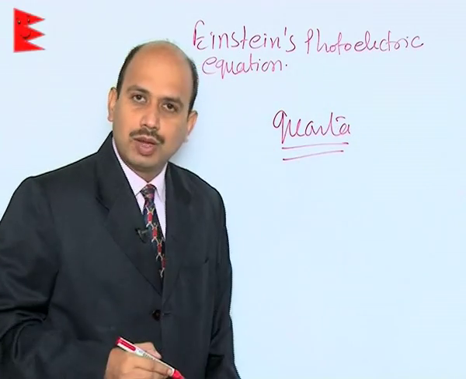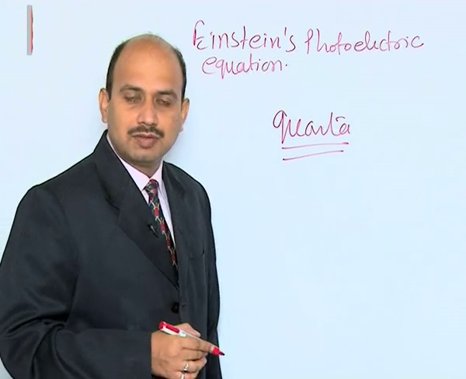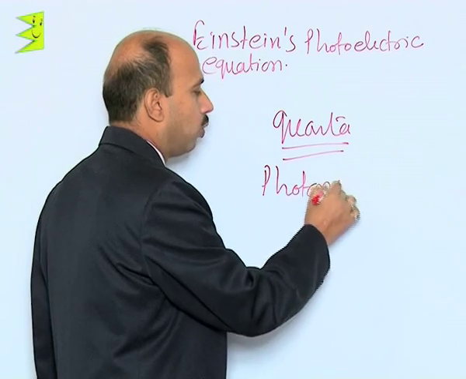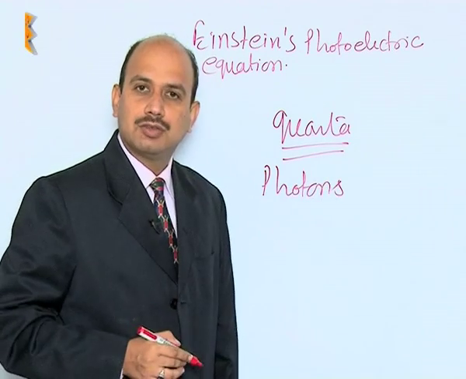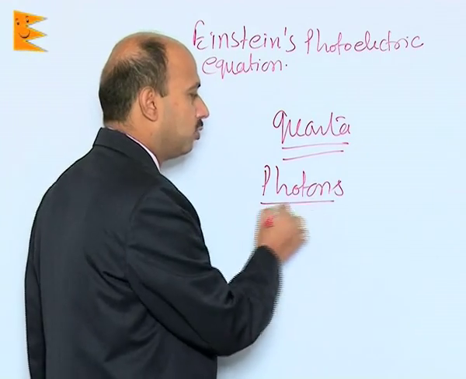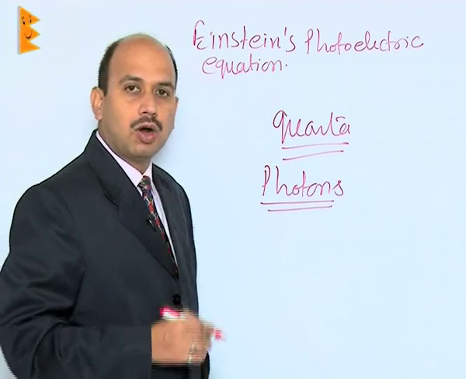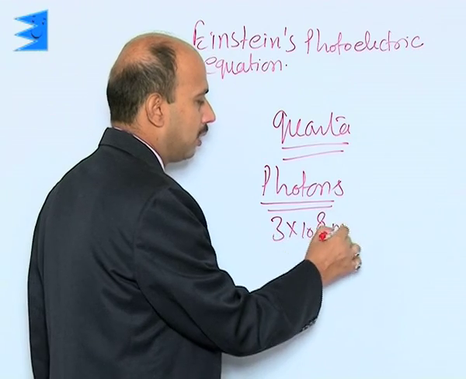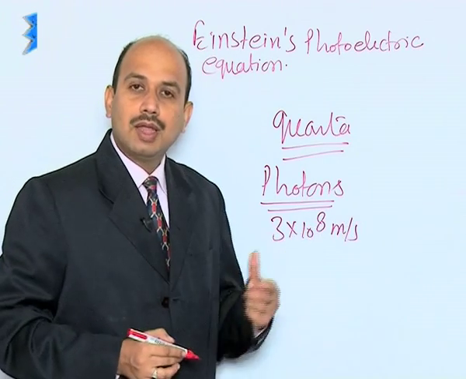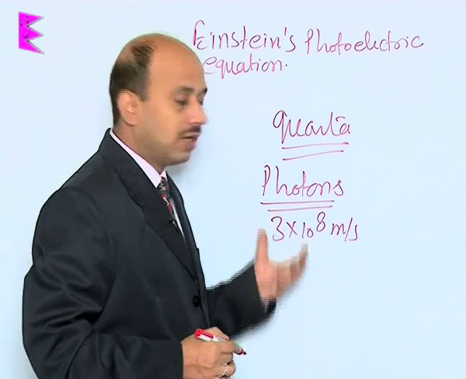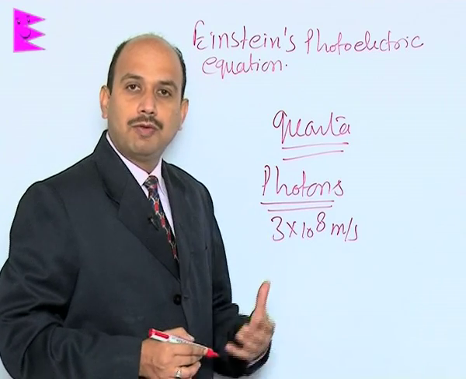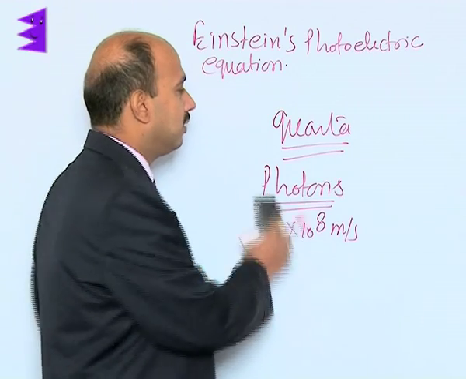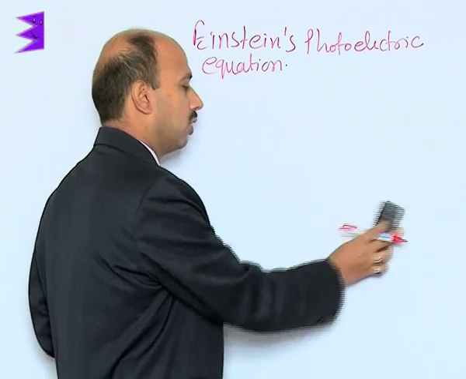Each packet of energy is referred to as a quantum, and these are actually known as photons. Photons have rest mass 0 and charge 0. These photons travel with the speed of light in vacuum, that is in free space. The speed is 3 into 10 raised to power 8 meter per second. So light energy coming from the sun is considered to be in the form of photons. When this light energy falls on the metal surface, electrons are emitted.